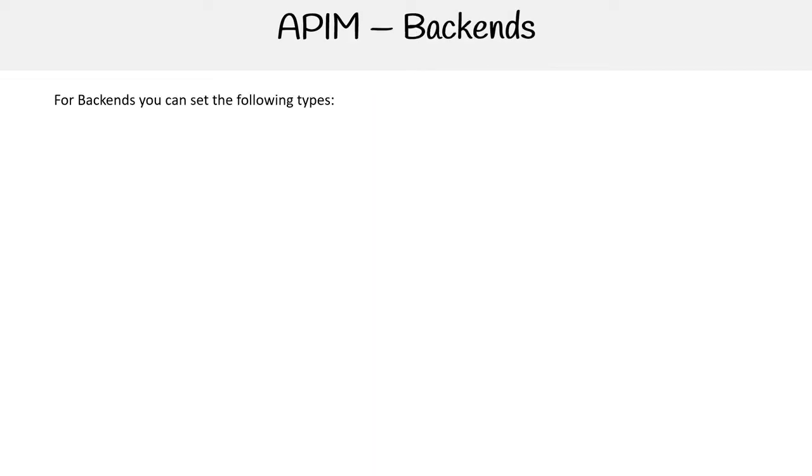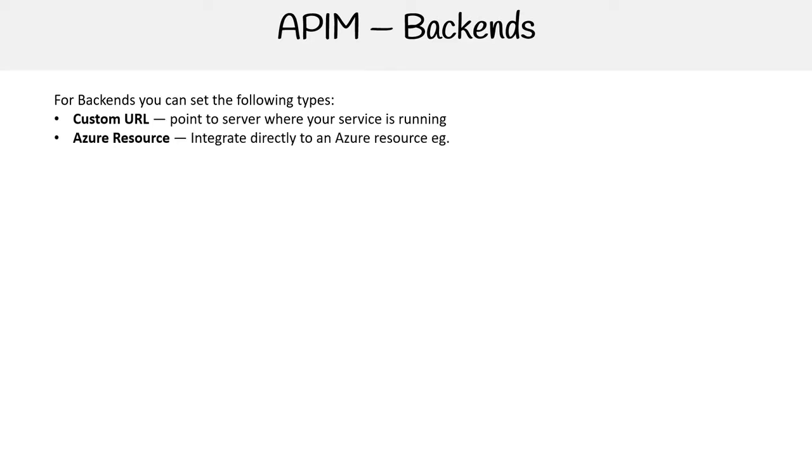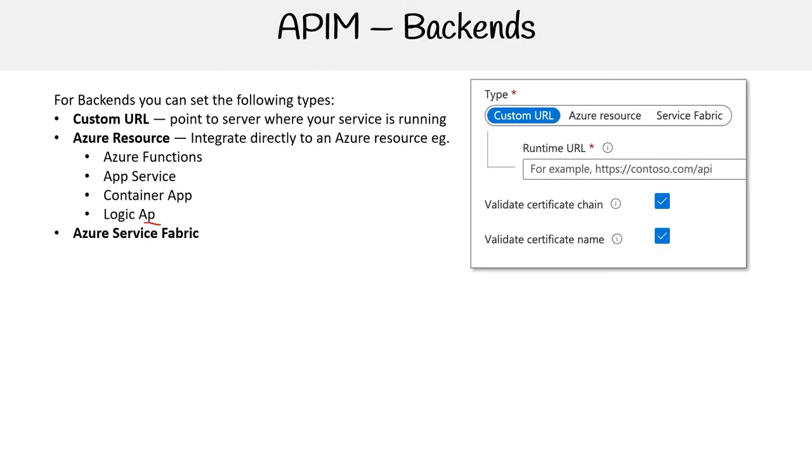So let's take a look at the backend. For backends, you can set the following types. You can set a custom URL, so point to a server where your service is running. You can say to go to Azure Resources, integrate directly with a resource, such as Azure Functions, App Service, Container App, Logic App. So you have the idea up here where we can see custom URL, Azure Resource, Azure Service Fabric.